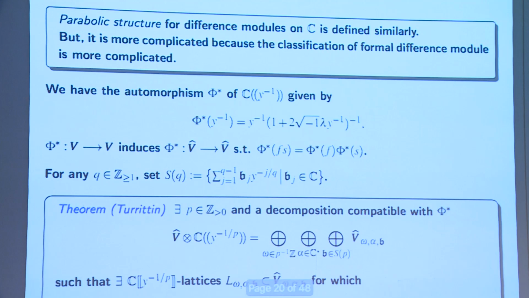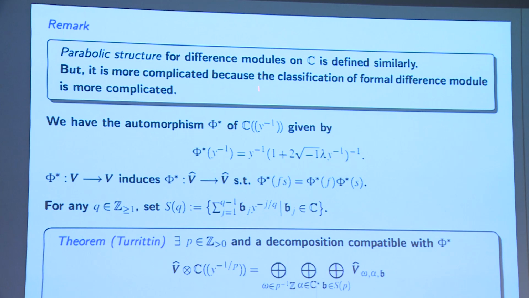And let me remark, the parabolic structure for difference modules on C is all defined similarly. But in this case, a parabolic structure of finite difference modules on C consists of a parabolic structure at finite places and a good parabolic structure at infinity. The parabolic structure at finite places is defined in the same way, but the parabolic structure at infinity is a little more complicated because the classification of formal difference modules is a little more complicated.